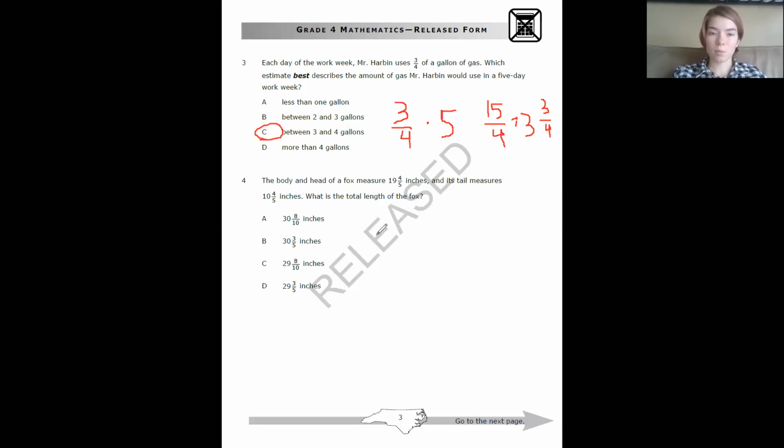Okay. The body and head of a fox measure 19 4/5 inches, and its tail measures 10 4/5 inches. What is the total length of the fox? Well, to get the total length of the fox, we're going to want to add the length of the body and head to the length of the tail. So 19 4/5 plus 10 and 4/5.